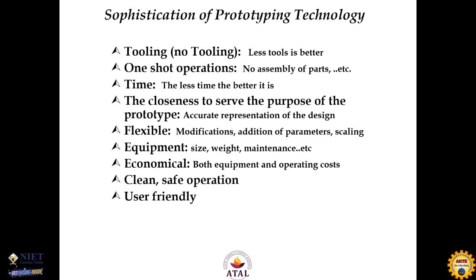The closeness to serve the purpose of the prototype, accurate representation of the design. It means the accuracy of the final product part. The flexibility, modification, addition of parameters, scaling, equipment size, weight, maintenance, economical. Both equipment and operating costs are considered for this technology. The clean and safe operation, user friendly. All these are parameters of the prototyping technology. We have to judge on the basis of these parameters.